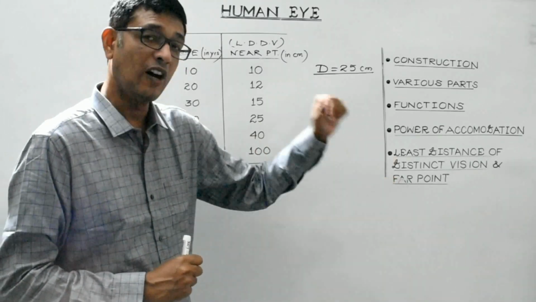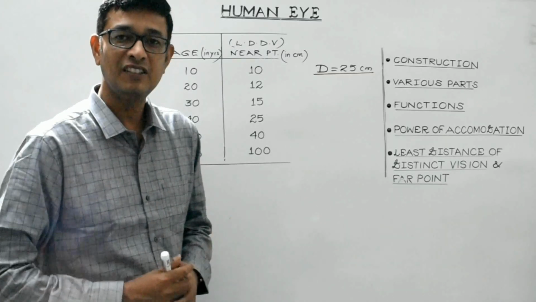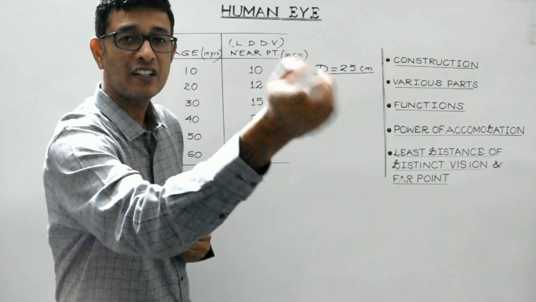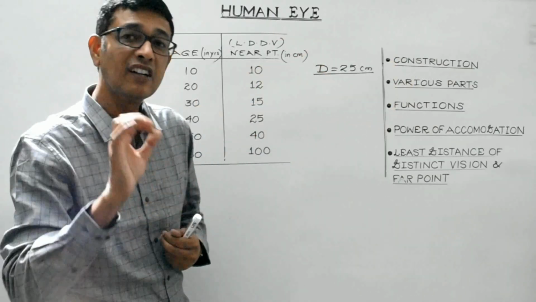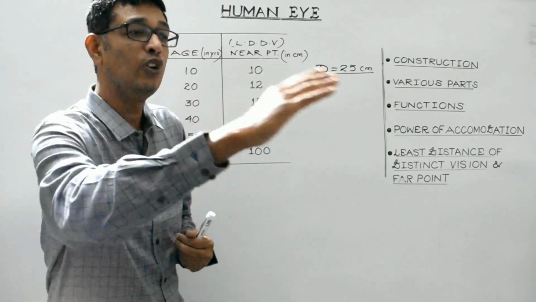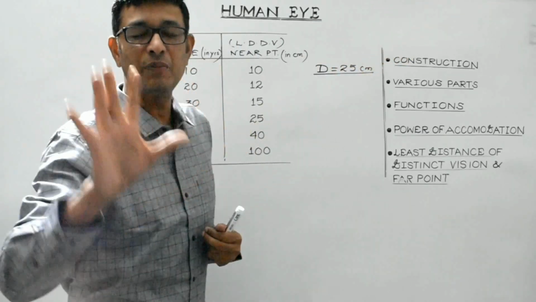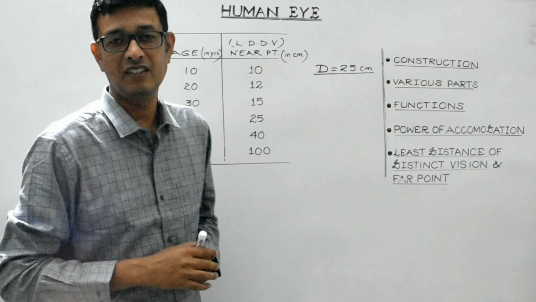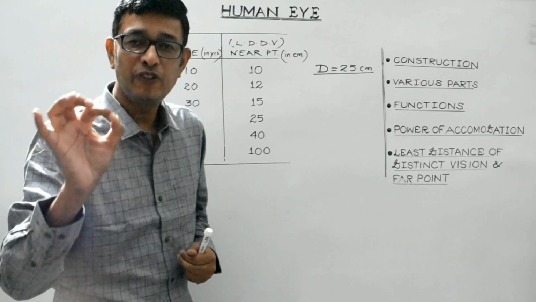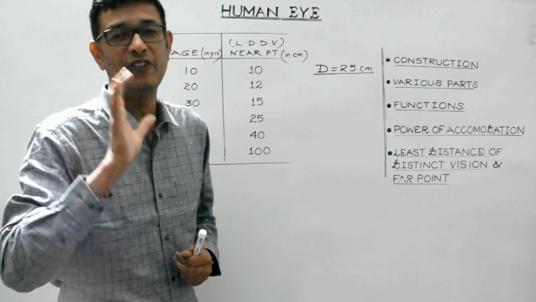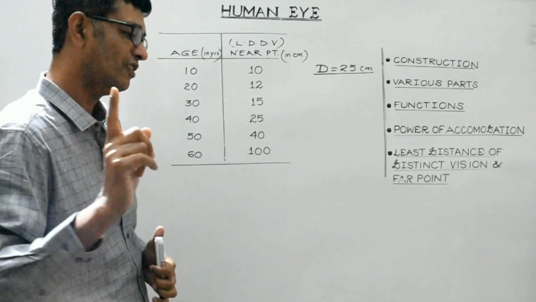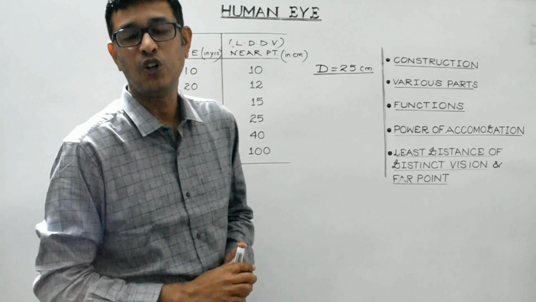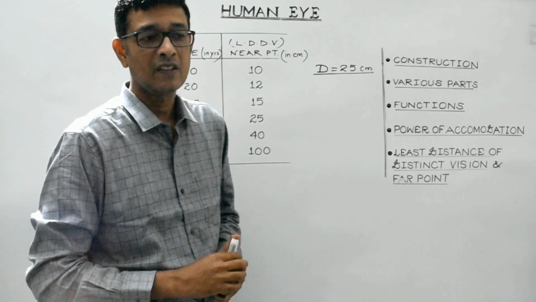Now, what about far point then? Just the opposite of it. It is the farthest point up to which an object can be seen by the human eye clearly and distinctly. And beyond that distance, the object can't be seen by the eye clearly. So that is known as far point. The far point of a normal eye is infinity. Now here, I must clarify this point, infinity. How can the far point of a normal eye be infinite?